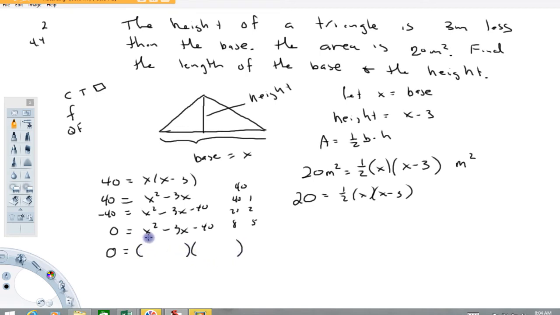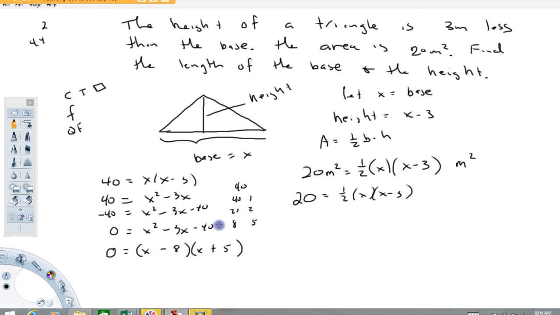The lead terms have to multiply to x squared, so this is going to be x and x, no doubt. Factors of 40: 8 and 5. Now you'll notice this is minus 40, so one of these has to be negative. Probably this one because of the minus 3. Let me double check the outer and inner terms: minus 8x plus 5x. There's my minus 3x, and the last term is minus 40. So it's factored. We're good.